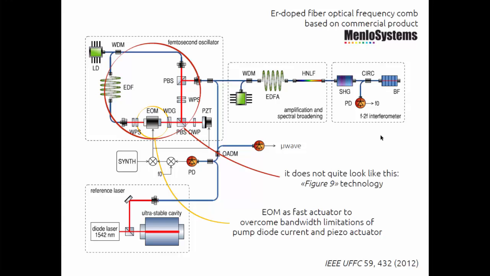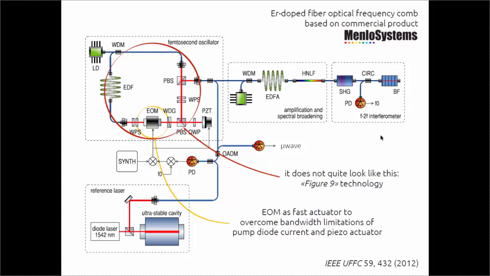And I also need to point out that this is a very simplified scheme of a femtosecond oscillator. What we use in reality is a new Menlo technology, the figure 9 comb, for which I don't have a diagram, so I represent it like this, but it doesn't look like this probably.